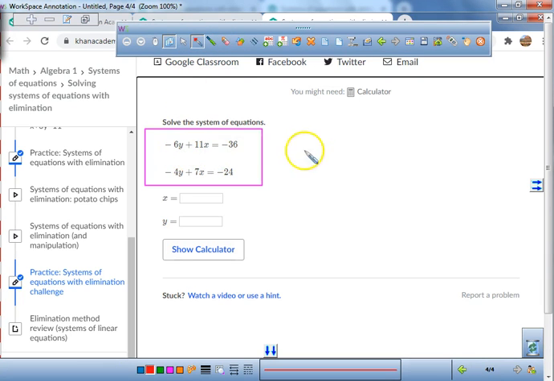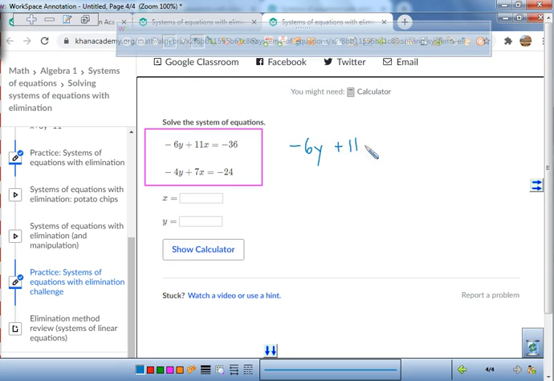So here we go. Right now we're going to put negative 6y plus 11x equals negative 36. In red, I'm going to put negative 4y plus 7x equals negative 24. So we finally have one that's going to be a little bit more difficult, because we actually are going to have to multiply the top equation by a number, and we're going to have to multiply the bottom equation by a different number.